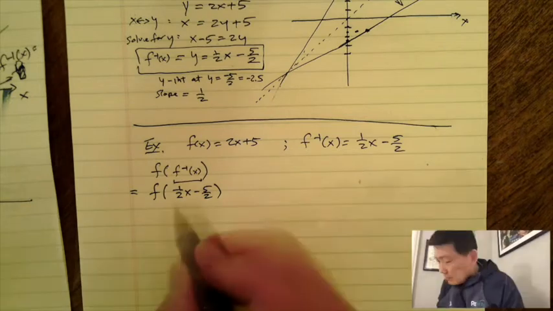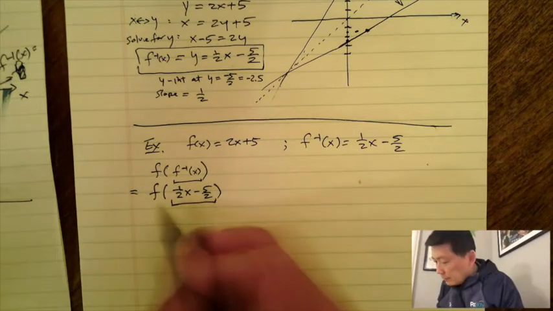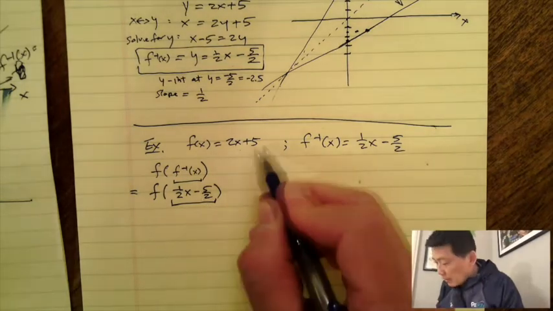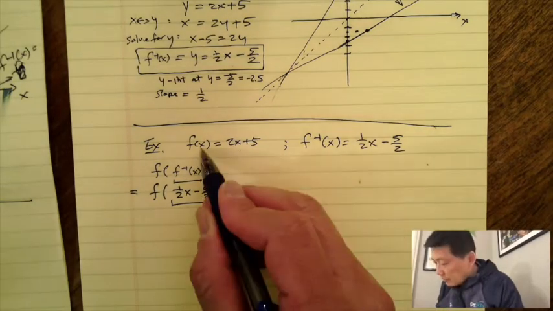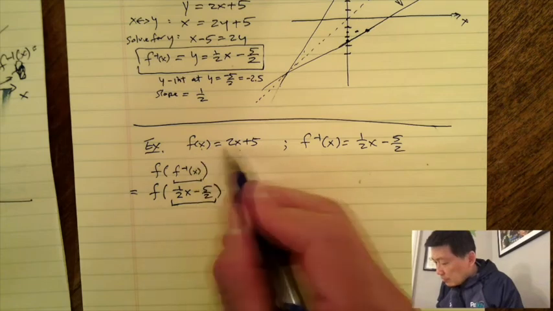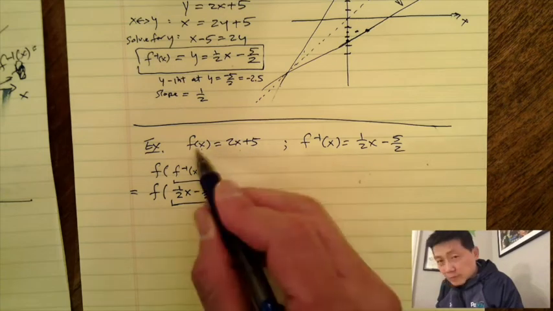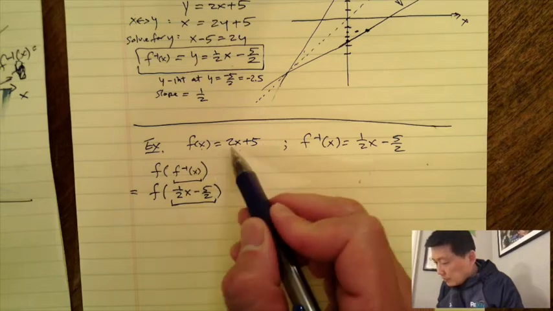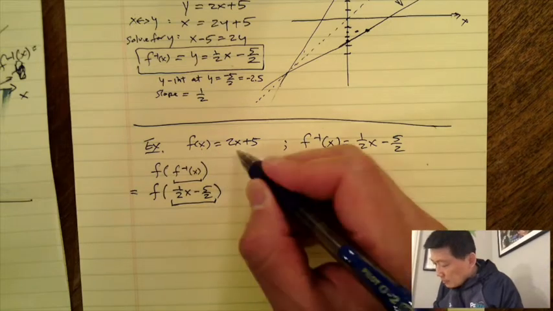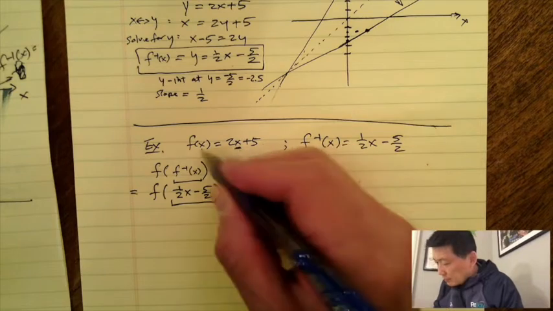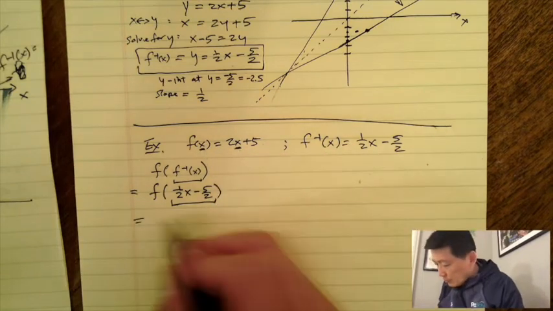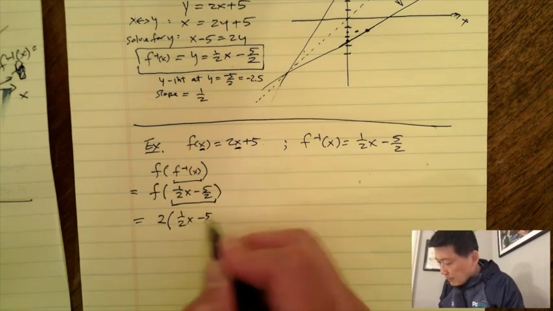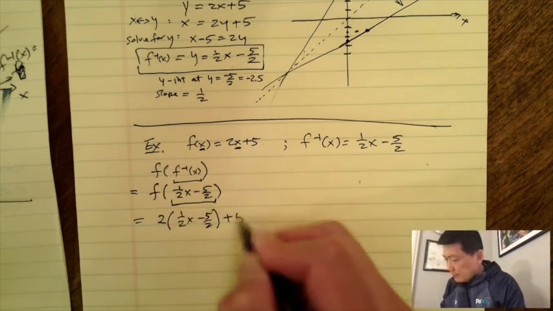Now, f of something follows with 2 times that something plus 5. So instead of x, f of x equal to 2x plus 5, we have f of 1/2 x minus 5 halves, which turns out to be replacing x with what's inside. So we end up with 2 times parenthesis 1/2 x minus 5 halves plus 5.